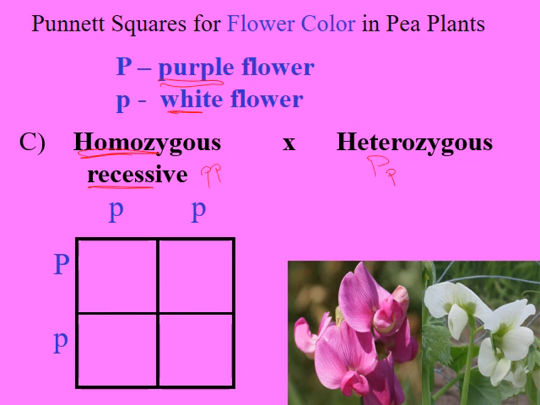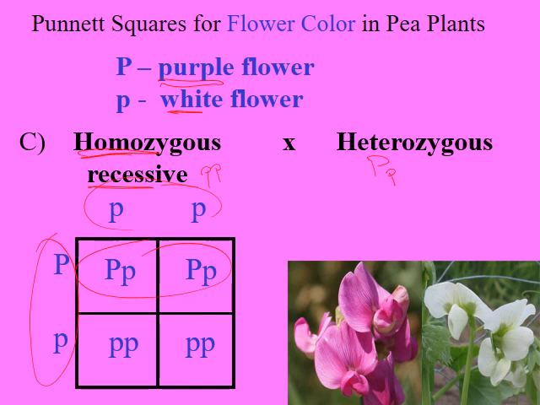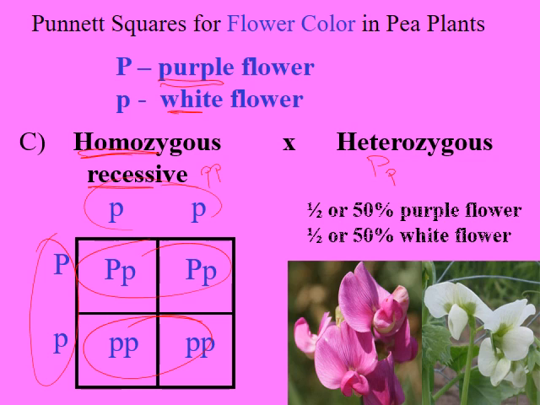You take the homozygous recessive here on the top, the heterozygous here on the side, and you do the Punnett square. The results? Well, how many are going to be purple? 50%. These top two. How many are going to be white? 50%. The bottom two. So 50% purple flowers and 50% white flowers in this situation.